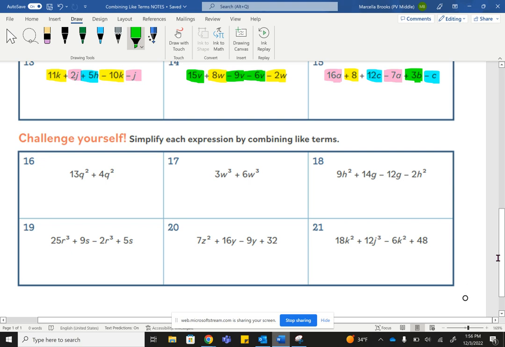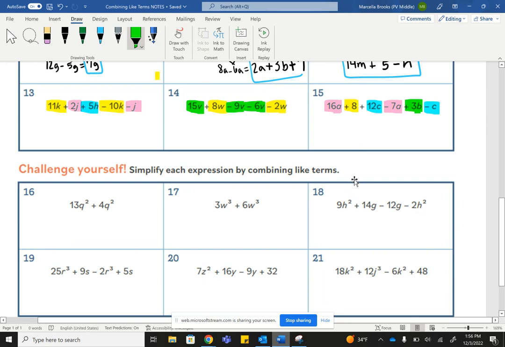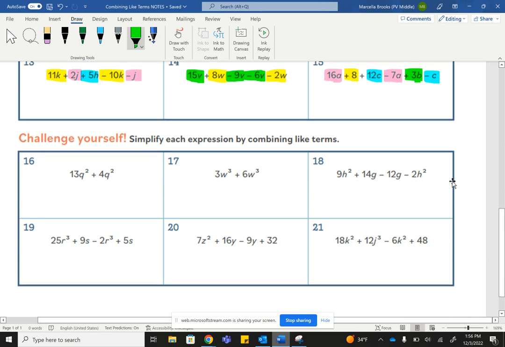All right, so we're starting off on number 16. Hopefully you've already done 13, 14, and 15 like I asked you in the last video. I did the highlighting for you, so you just have to combine the like terms and make a simpler expression. So now we're moving on to expressions with exponents.